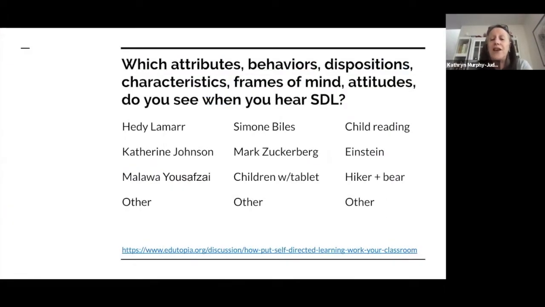We've looked at the attributes, the behaviors, the dispositions, the characteristics, the frames of mind, the attitudes that self-directed learners have. I've put a link in here down at the bottom if you'd like to see how Edutopia works with putting self-directed learning to work in your classroom, which is where I got the idea of picking the pictures and having you talk about what you were seeing and wrapping it up together with what a self-directed learner is.